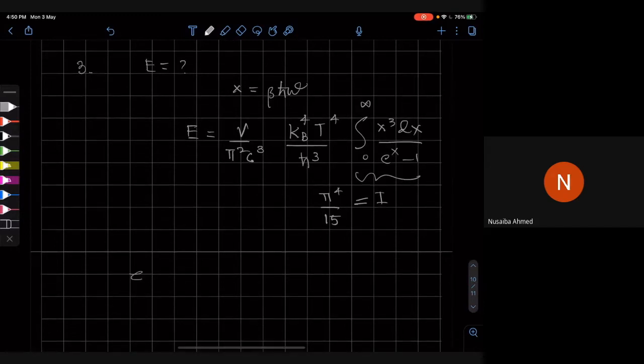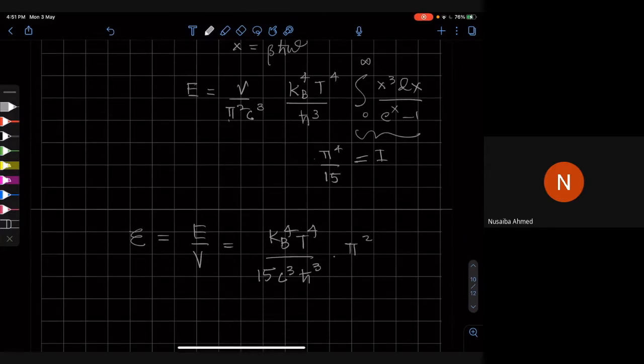Then the energy density, which is the energy per unit volume of the photon gas, is given by kB to the power 4 T to the power 4 divided by 15 c cubed h bar cubed times pi squared, because of this pi to the 4 and pi squared. So this is the total energy density when you integrate over all the frequencies.